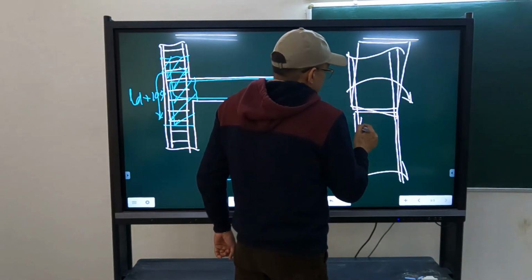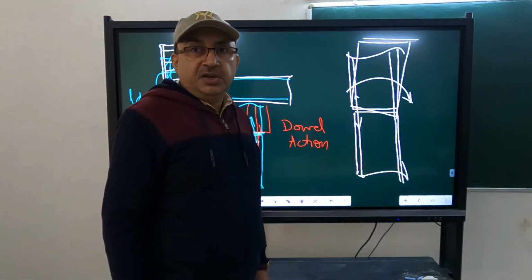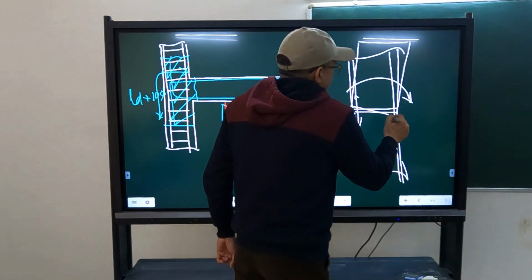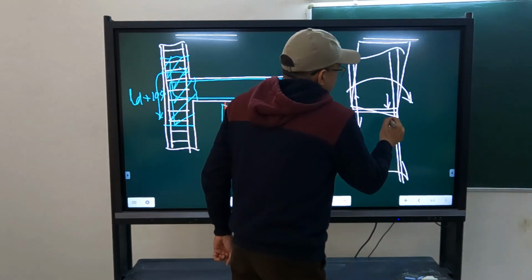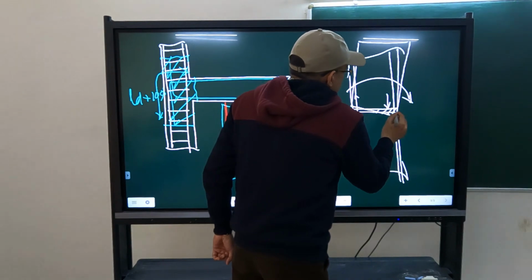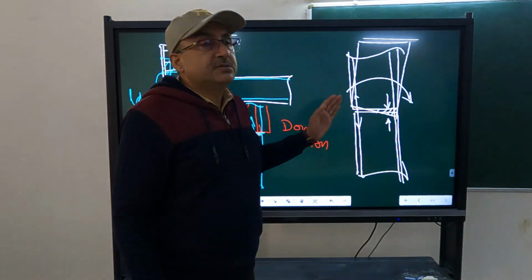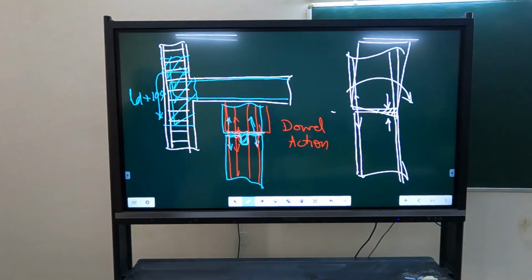As a result, what will happen? This side will be subject to tension, and this side will be subjected to compression. So there will be net compression in this portion, and there will be separation here. This portion which has opened up is subject to tension.